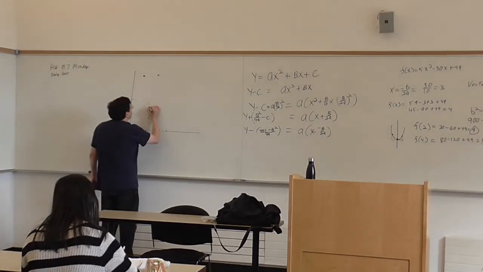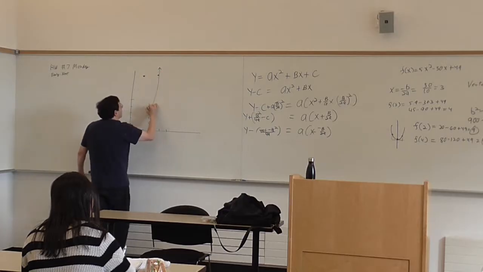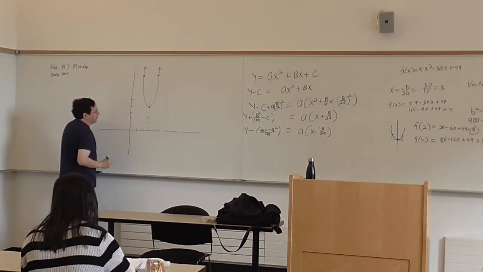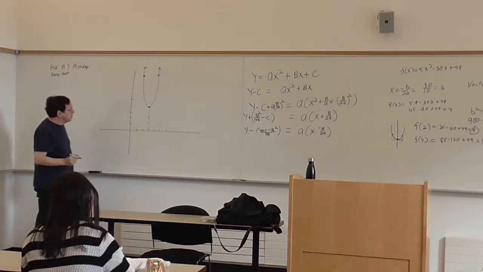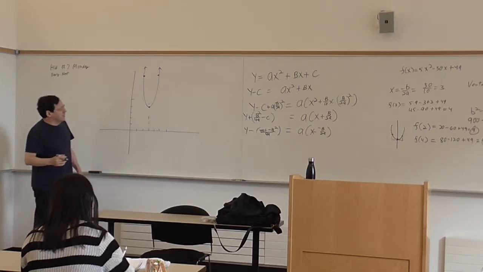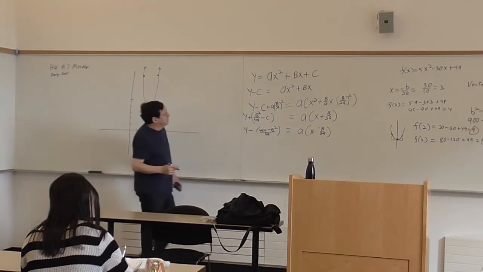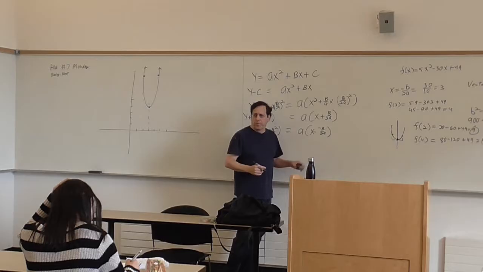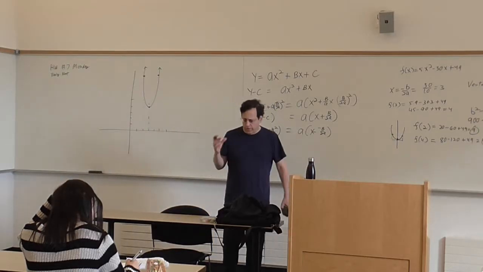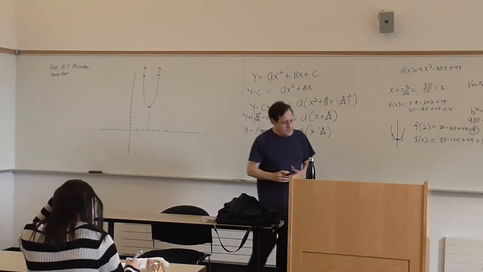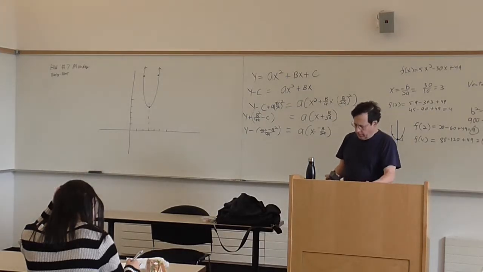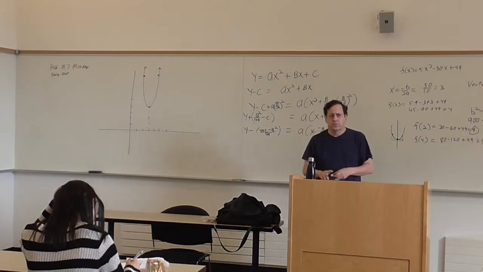Okay, so there's my parabola. Just as I said, there's no roots. It doesn't go through the x-axis. So, all right. Negative b over 2a, worth remembering. That's where the x coordinate of the vertex is. All right. Any questions on quadratics? Because we're going to move on.